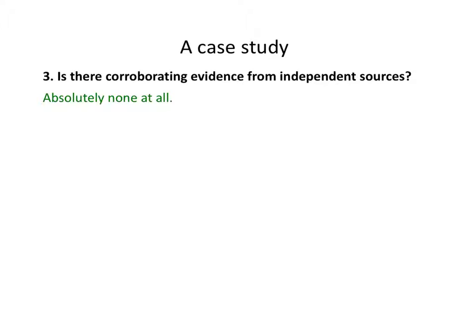So, final question, is there any corroborating evidence from independent sources? Did the United States or anyone else have any other reasons, any other witnesses or satellite photography or anything of that nature to back up these claims that Iraq had chemical weapons capabilities? Answer, no, none at all. There were no other witnesses that came forward and no other intelligence pointing in this direction. The entire case was based on the testimony of this one person.